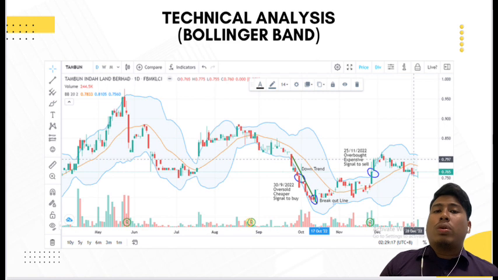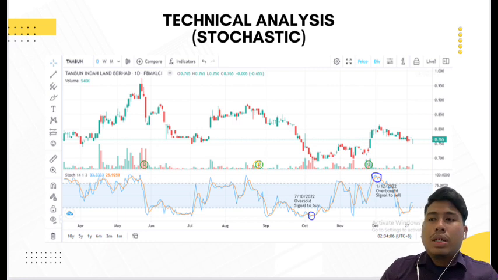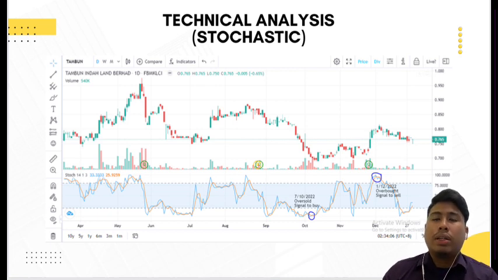The price also reached the upper line, which is the breakout level, but the company managed to sustain that problem. For the second indicator analysis, as usual, it is the stochastic for Tambun Indah Land Berhad.